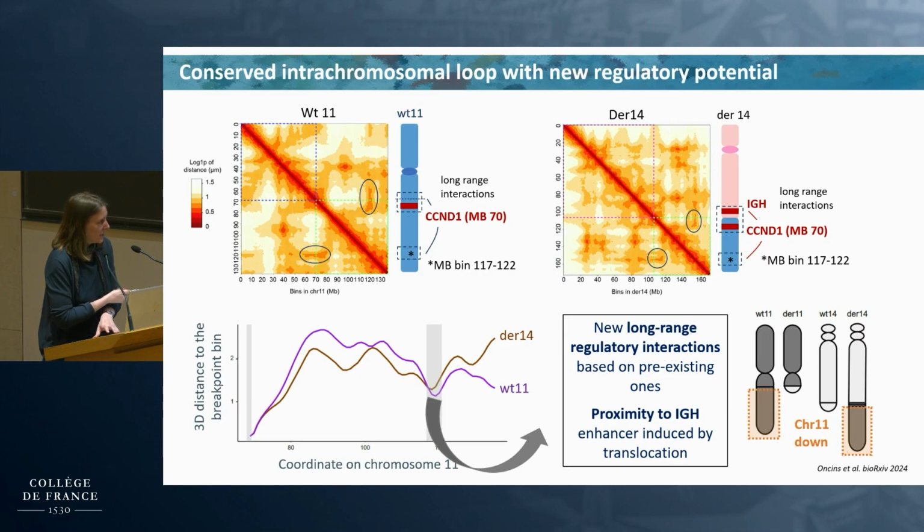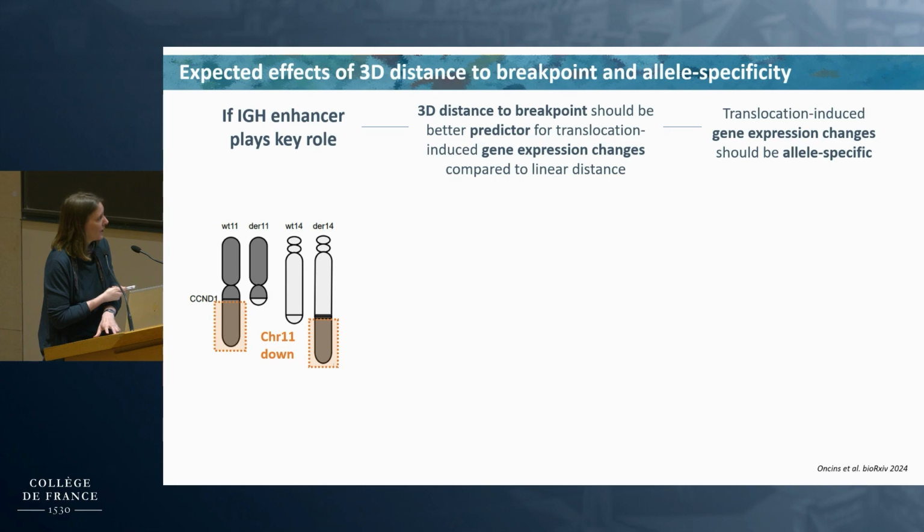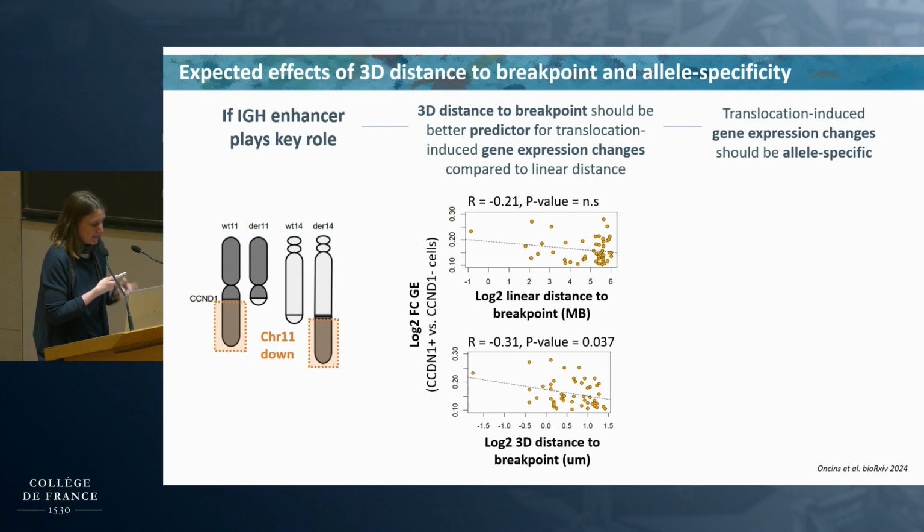To understand if this immunoglobulin enhancer really plays a very clear role, we did two final analyses. The first analysis: if the distance to the immunoglobulin locus is very important, it means that the 3D distance to the breakpoint is a better predictor of gene expression changes than the 2D distance would be. And this is actually what we did.